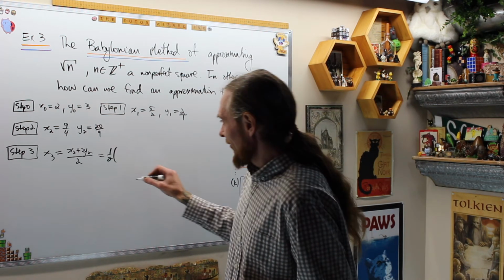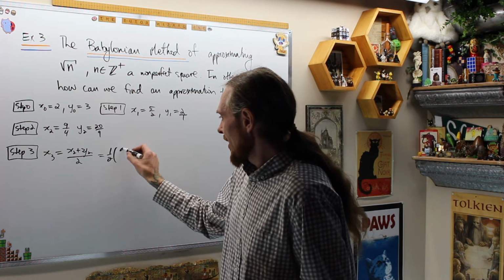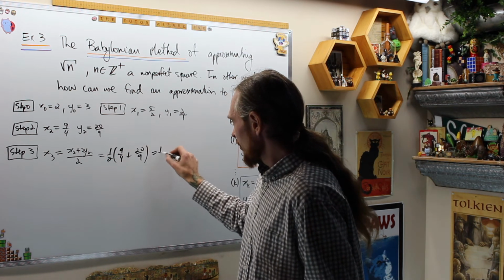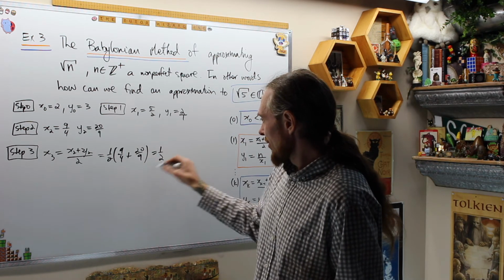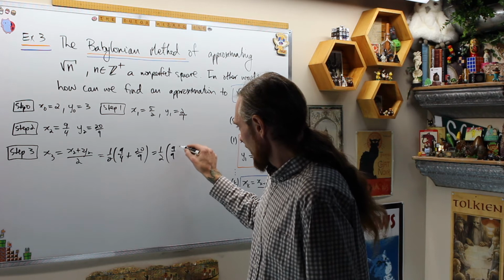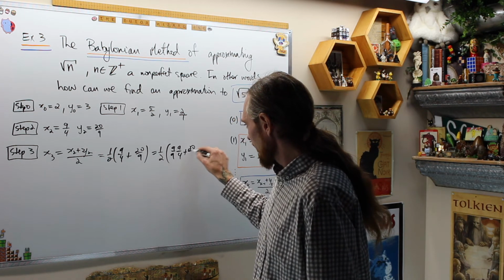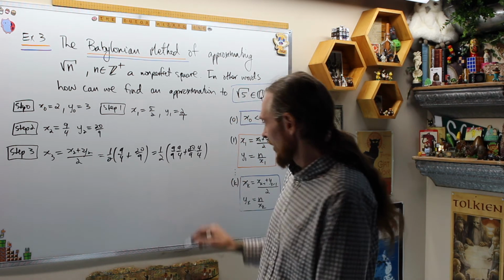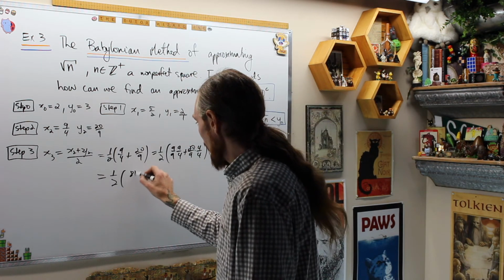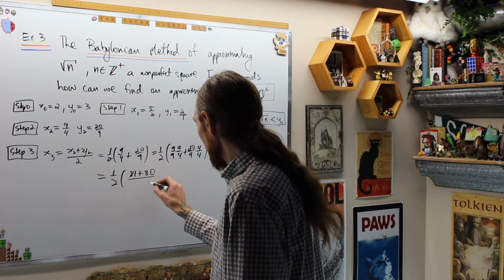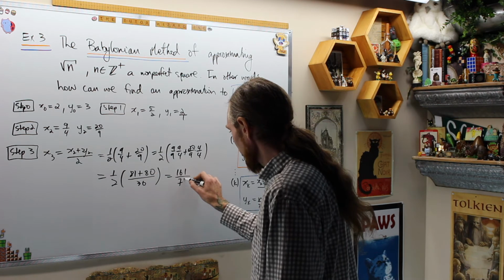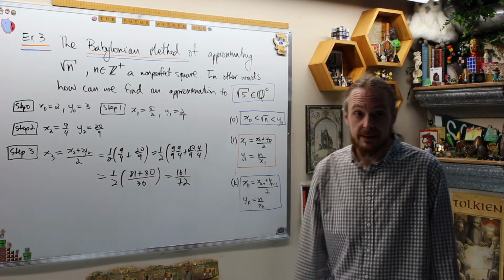This will be 1/2 x2 was 9 over 4 plus y2, which is 20 over 9, which is 1/2. I need a common denominator, so I have to multiply it. It'll always be 9 squared, so 9 over 9 times 9 over 4 plus 20 over 9 times 4 over 4. I get a common denominator. This is going to be 1/2 81 plus 80 over 36, which is 161 over 72, 2 times 36.